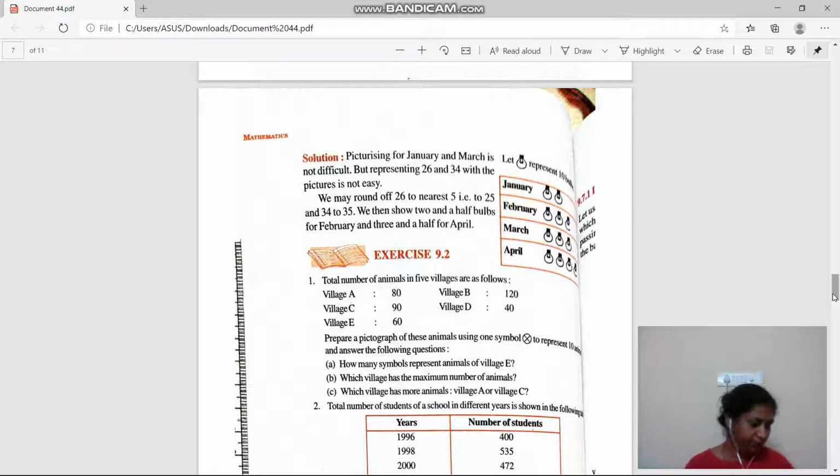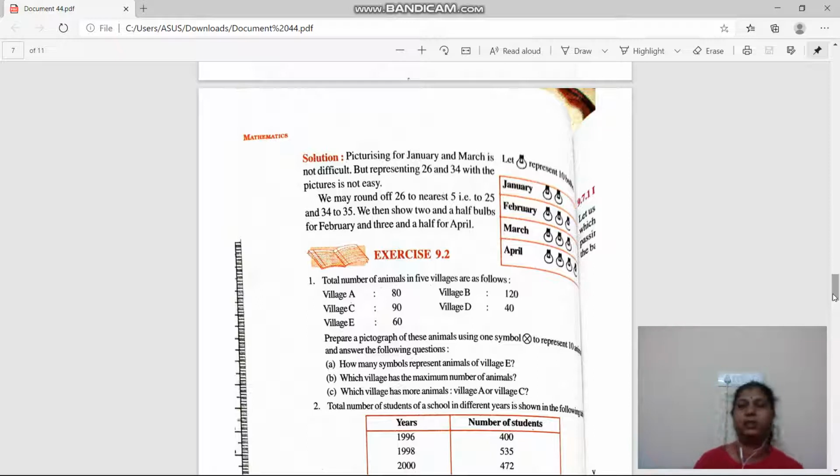Okay, let me check once again. 3 and 3, 6, 6 and 3, 9, 9, 10, 11, 12, 13, 14, 15, 16, 17, 18, 19, 20, then 22, 24, 26 and 28. Yes, there are 28 tractors, the total tractors in all 5 villages. Okay, now this is about understanding the pictograph and answering the questions.